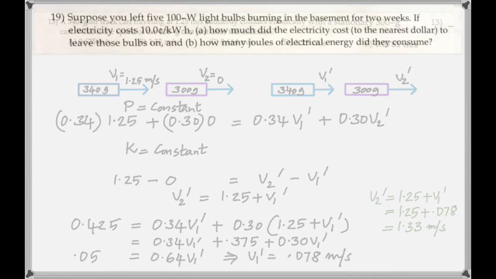This is the fourth question, and this is a typical kind of question. You leave 100-watt light bulbs burning in the basement for 2 weeks. Who on earth would do that? Okay, because if you do that, you're going to just waste money. If electricity costs 10 cents per kilowatt hour, how much did the electricity cost?